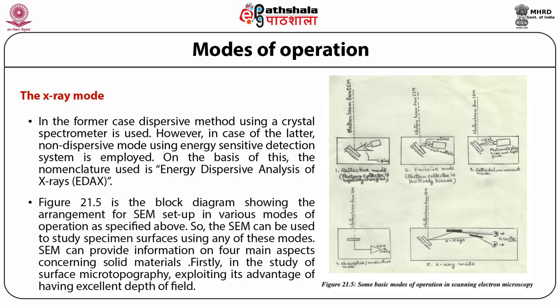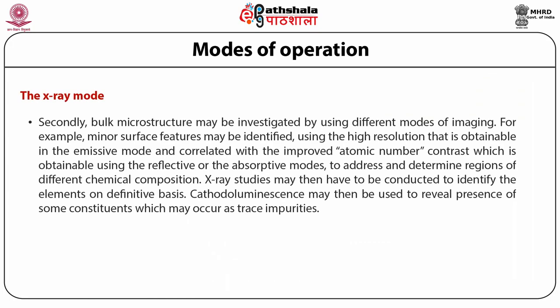Figure 21.5 is the block diagram showing the arrangement for the SEM setup in various modes of operation as discussed. So the SEM can be used to study specimen surfaces using any of these modes. SEM can provide information on four main aspects concerning solid materials. Firstly, in the study of surface microtopography, exploiting its advantage of having excellent depth of field. Secondly, bulk microstructure may be investigated by using different modes of imaging.